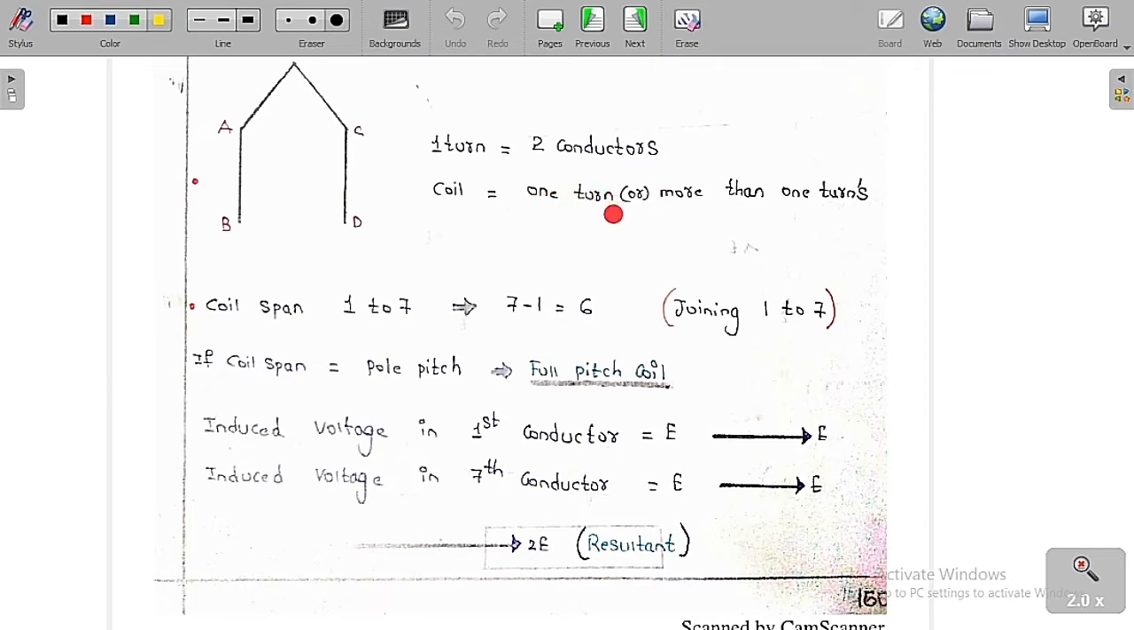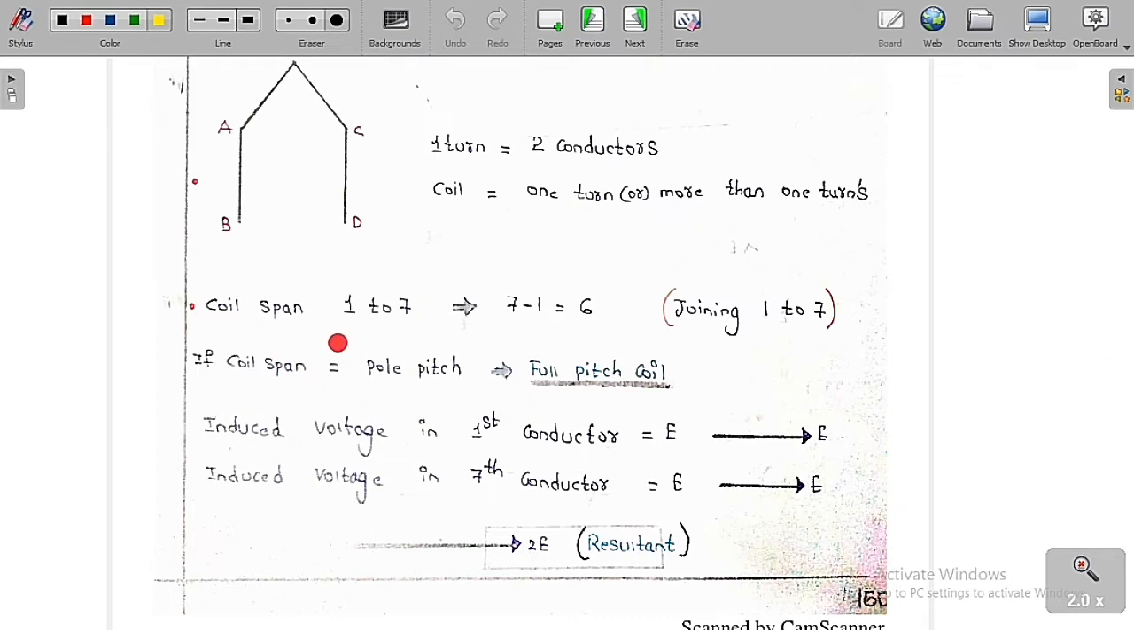A coil basically represents one turn or more than one turn. It's a very important point. One turn will always have two conductors. AB is one conductor and CD is the other conductor. So there are two conductors, and the connection between these two conductors is also called the overhang. So a coil means one turn or more than one turn.